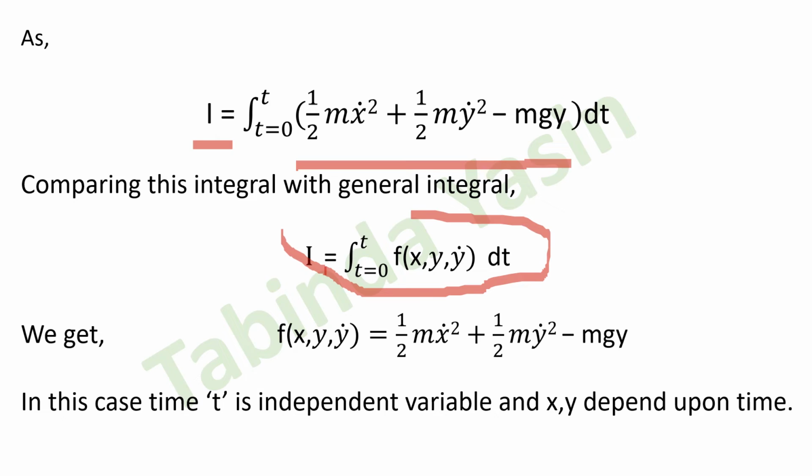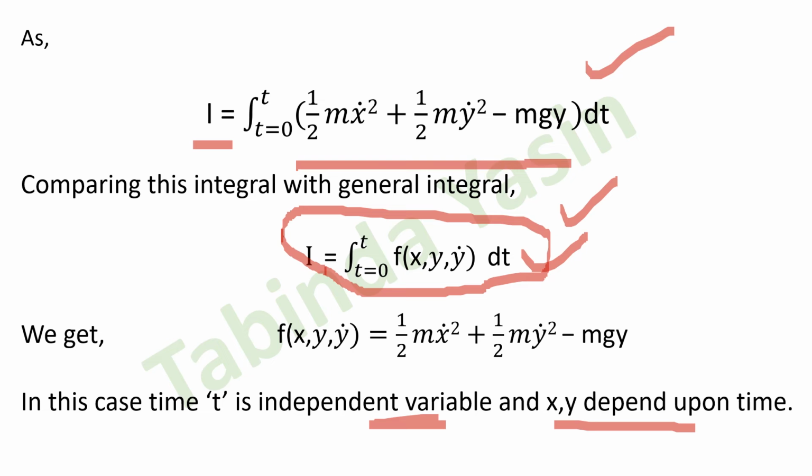I is equal to the integral from t is equal to 0 to t of f(x, y dot), here y is minimum, so that equation f of x y dot is compared with the above equation. So we have f(x, y dot) is equal to 1 by 2 m x dot square plus 1 by 2 m y dot square minus mgy. In this case time t is the independent variable and x and y depend upon the time t.